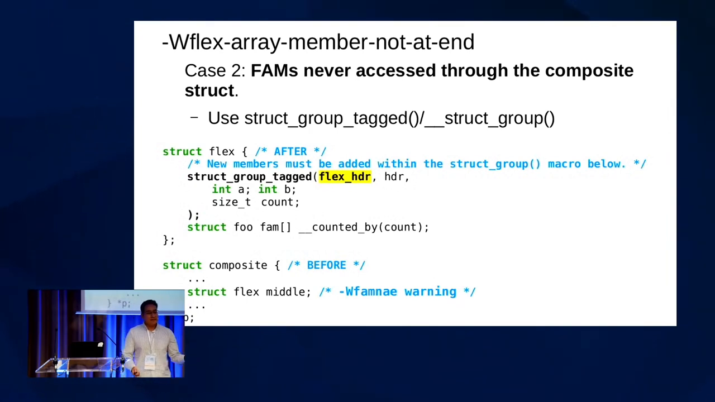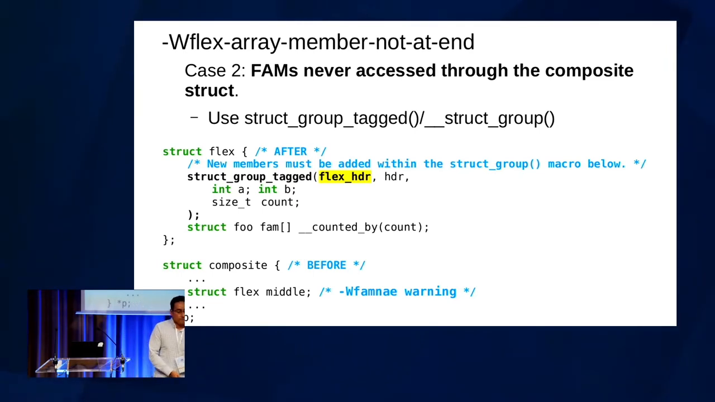This helper is magical and very versatile. With the help of this helper, I am creating a new struct type. In this case, flex header is a new struct type within our flexible structure. And if you notice here, we also have HDR. HDR is going to be a new member, or a new identifier, for the whole group of members that we are enclosing with this helper.